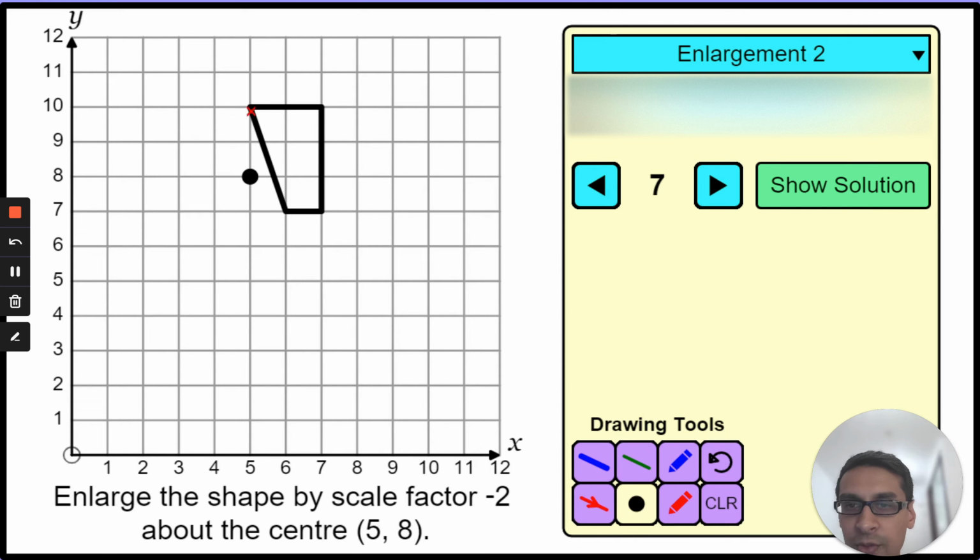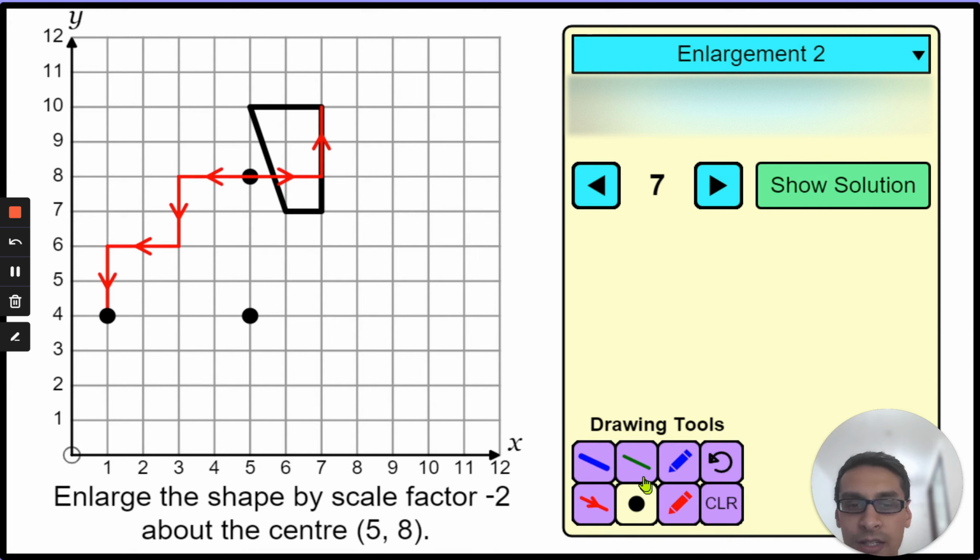So this time around, we're going to put a vertex there. The next example, this vertex up here, you can see if we go 2 across, 2 right, 2 up, well, the opposite would be 2 left, 2 down, 2 left, 2 down. And I'm doing it twice because the scale factor is -2.